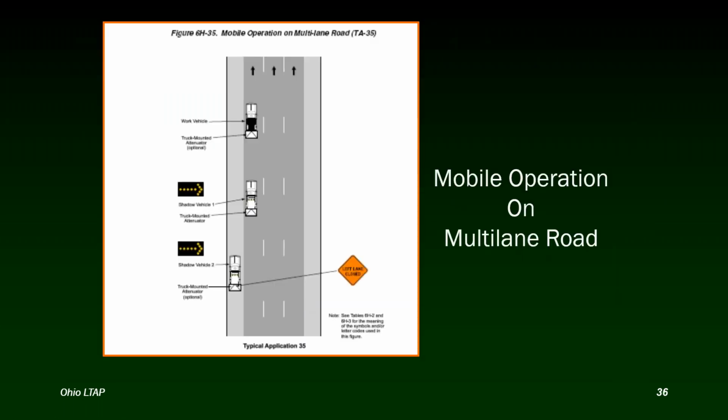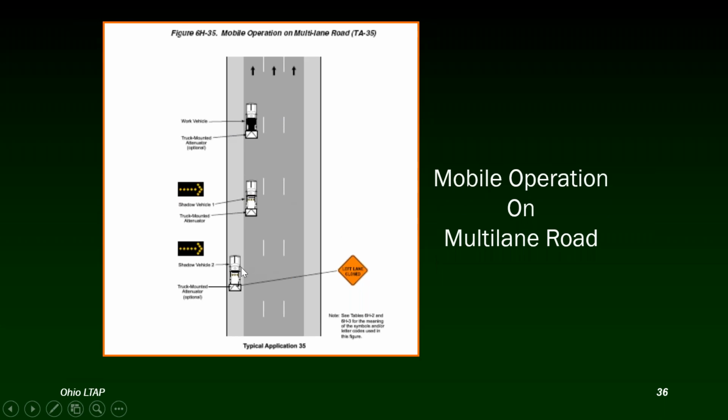And so, like I said, there's more than one typical application for mobile operation. It depends on where you are within the right of way or the type of road you're on. So we also have mobile operations for multi-lane roads. Maybe you've seen some of this situation on our freeways. And in this situation, we have three lanes that are going in one direction, like on I-75 or I-71.